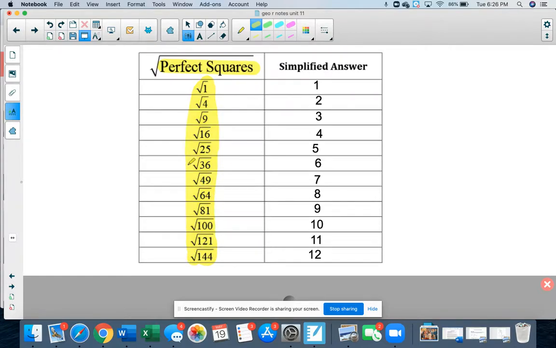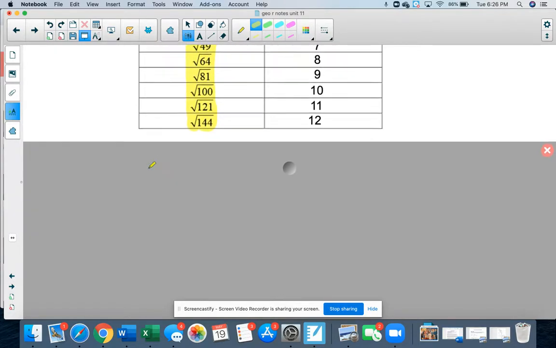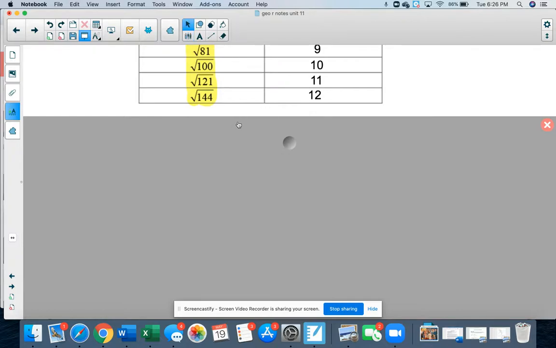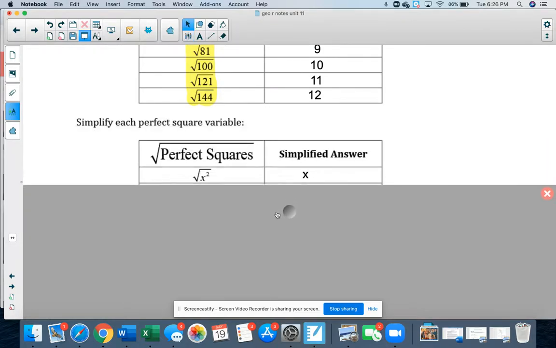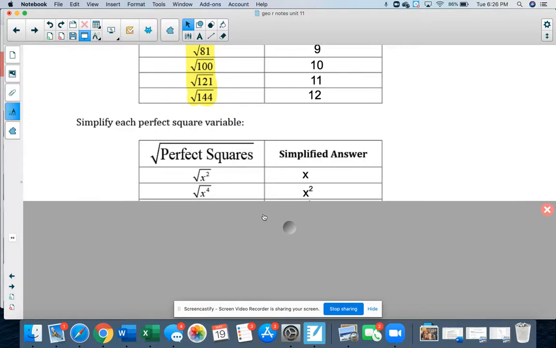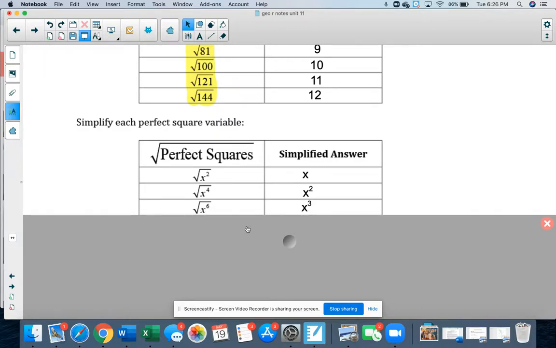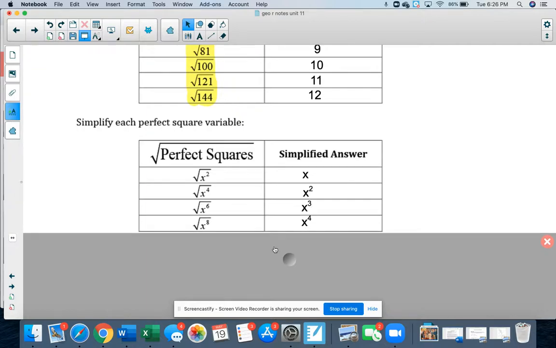Okay, so let's look at these also with variables. If I have a perfect square of x squared, I'm saying what letter times itself is x squared, and that would be x to the first. Square root of x to the fourth is x squared, because x squared times x squared is x to the fourth. Square root of x to the sixth is x to the third. And the square root of x to the eighth is x to the fourth.